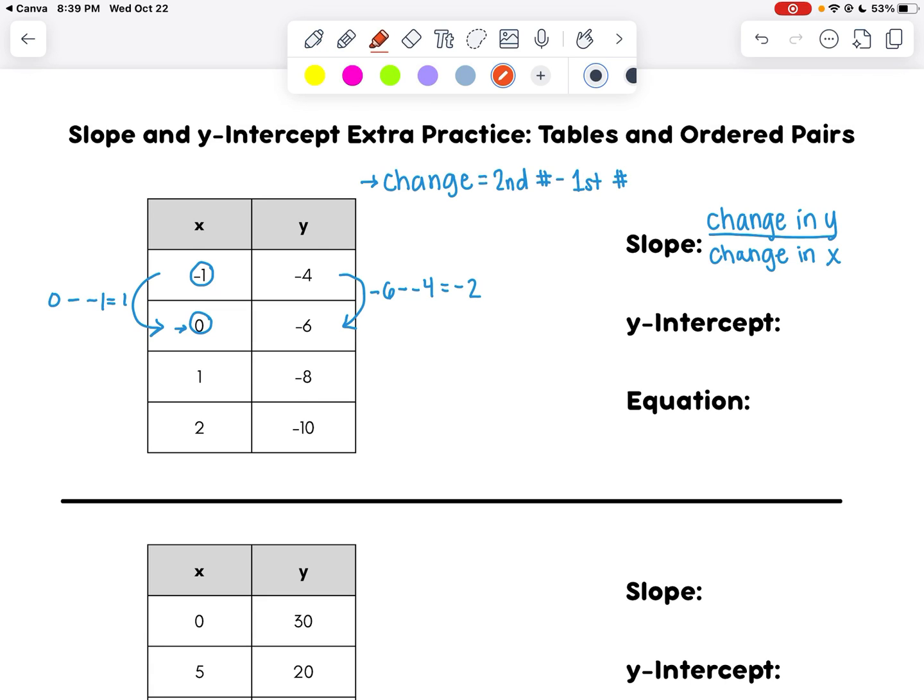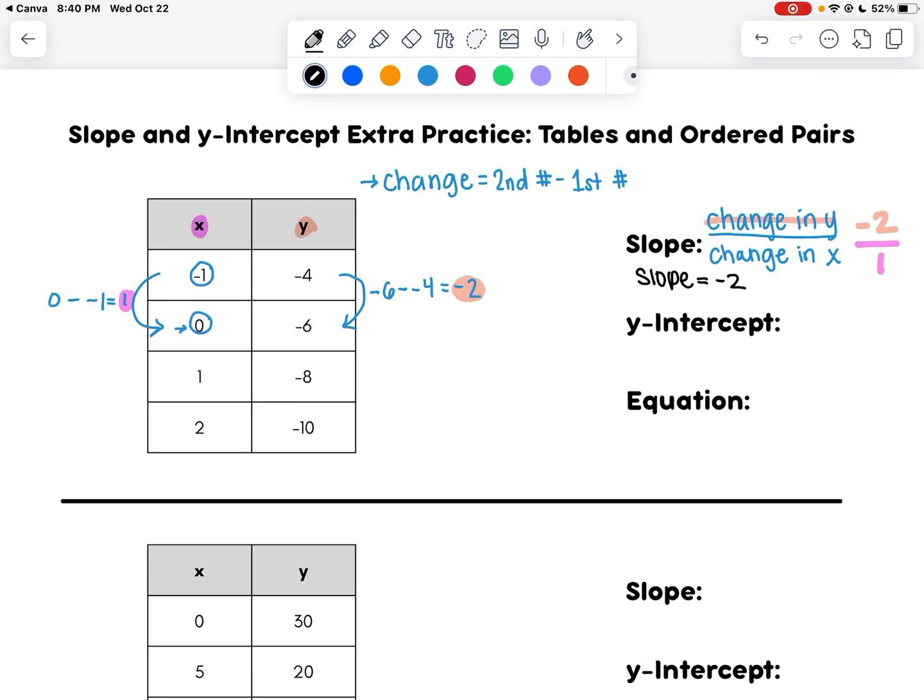So now I have two numbers. I have my change in y. I know that it's my change in y because it's on my y side. So my change in y goes on the top. My change in y is -2. I also have my change in x. I know that it's my change in x because it's on my x side. And I have 1. So I have -2 over 1 for my slope. Now if I were to type that into my calculator, -2 over 1 is just going to give me -2. So my slope equals -2. Sorry, I think I forgot to say -2.